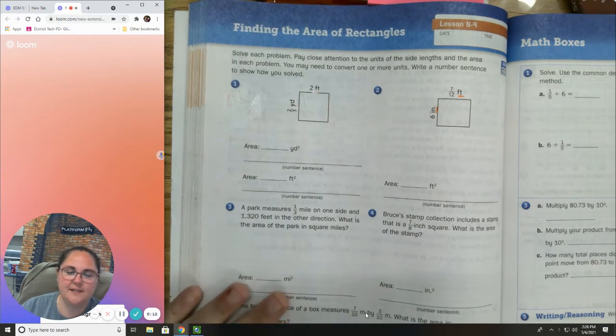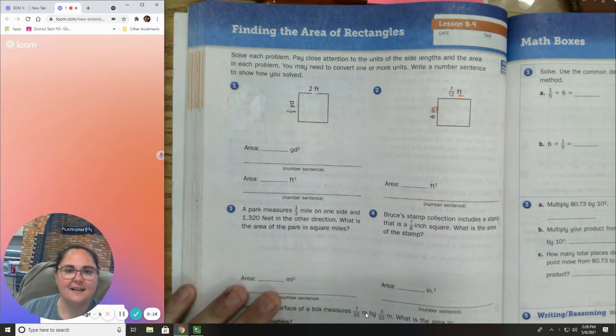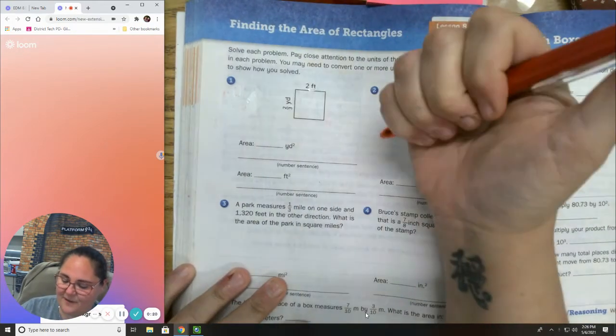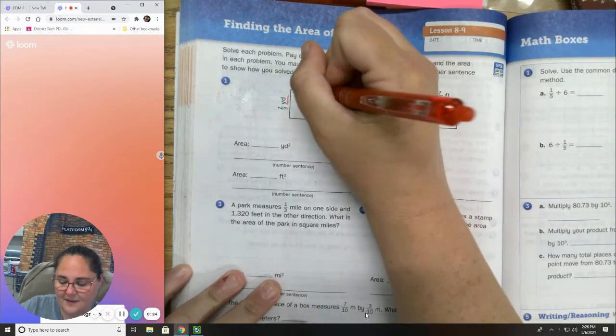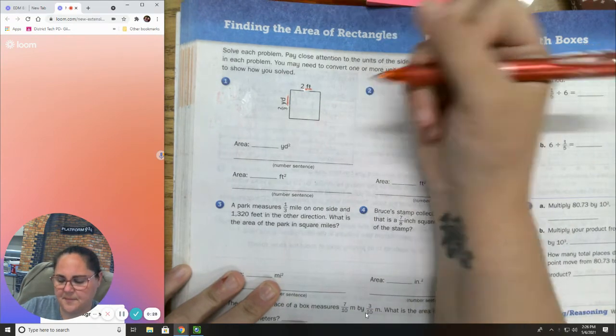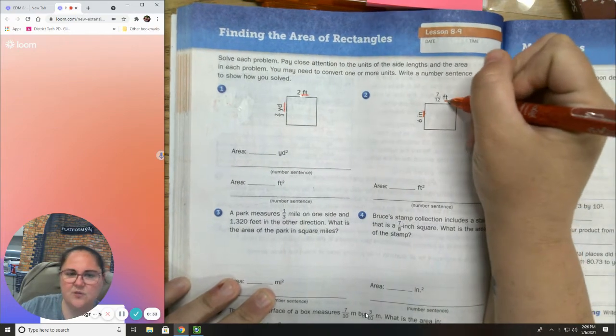So this one specifically is about finding the area of rectangles, but there's a little trick. Look at the labels that we have for these. 2/3 of a yard, 2 feet. 6 inches, 7/12 of a foot.